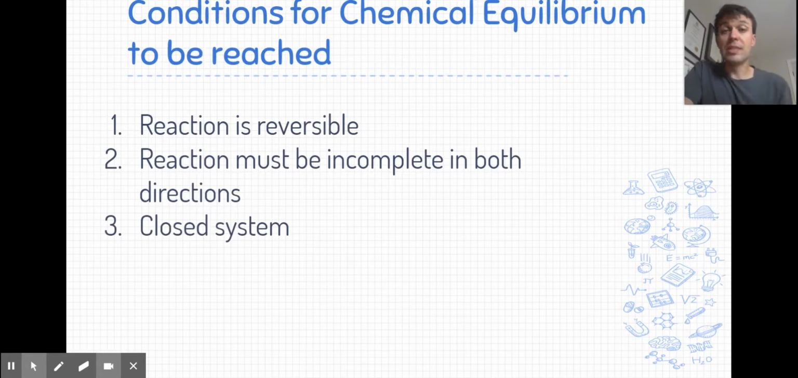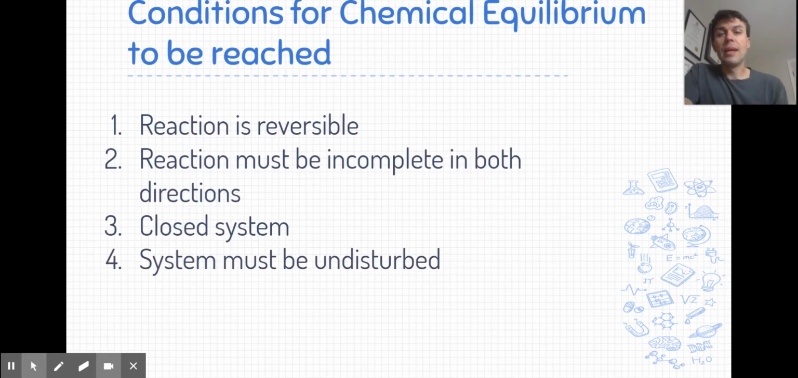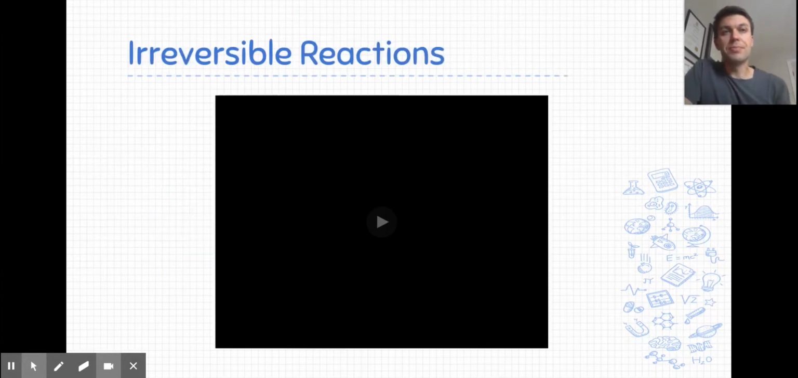We must have a closed system. Matter cannot escape this system as the reaction progresses. And in order for the system to reach equilibrium, we must leave it undisturbed. So we can't be continuously applying heat, can't be continuously changing the pressure. Now, we can do those things to a system at equilibrium, but once we do them, we have to stop and let the system return to equilibrium. So these are the conditions that must be present for a system to reach chemical equilibrium.